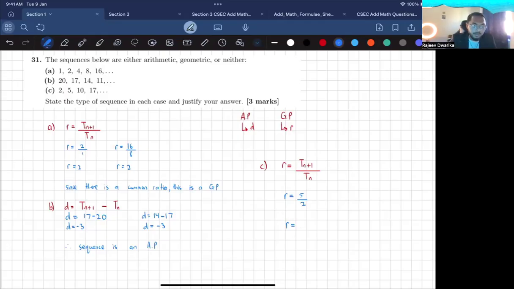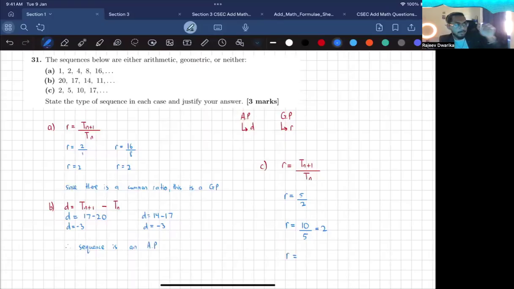10 divided by 5. Is this what you mean? Yeah, that's correct. 10 over 5 is equal to 2. Kira, does 5 over 2 look like it's equal to 2? No. So is this a GP? Does it have a common ratio? No. And just to be sure, Kira, tell me one more I could do.